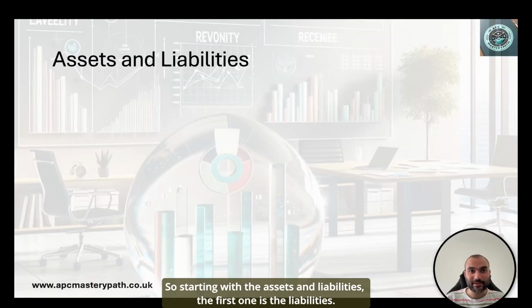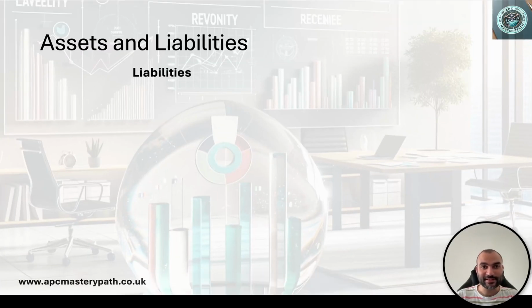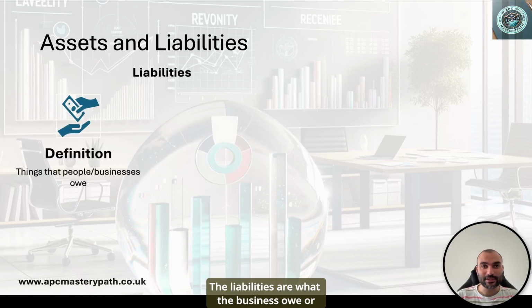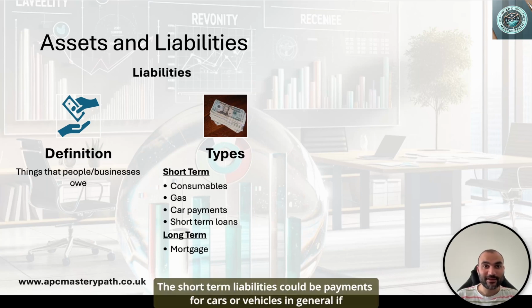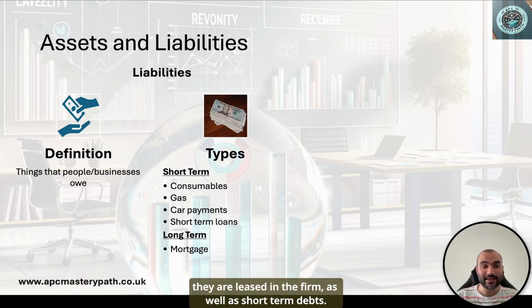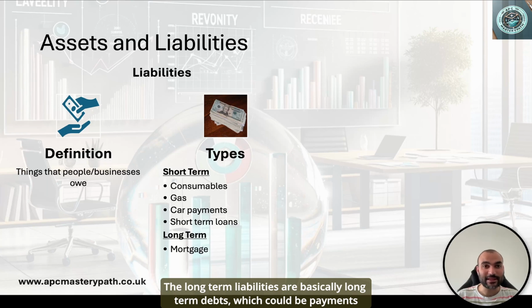So starting with the assets and liabilities. The first one is the liabilities. The liabilities are what the business owe, or basically the debts that the business could incur. So there are two main types of these debts or these liabilities: short-term liabilities and long-term liabilities. The short-term liabilities could be payments for cars or vehicles in general if they are leased in the firm, as well as short-term debts, not forgetting to mention the consumables required for everyday activities in addition to the energy payments. The long-term liabilities are basically long-term debts, which could be payments for the mortgage, for buildings that the business aspire to own.